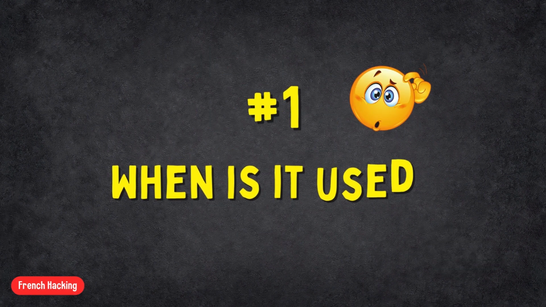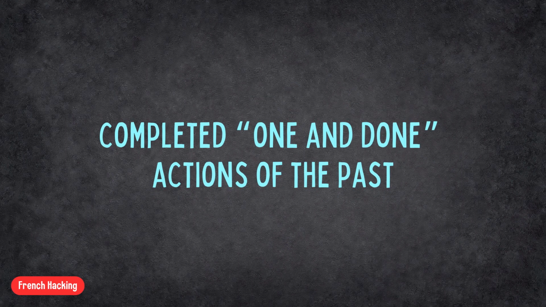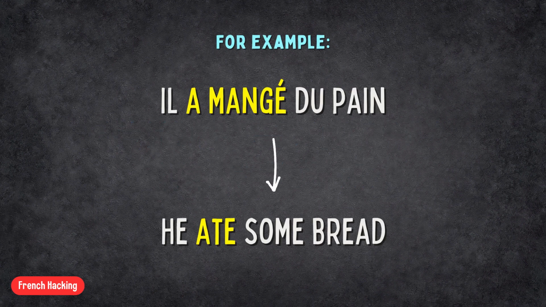So, to start, when do we use passé composé? It is used when referring to completed one and done actions of the past. For example, il a mangé du pain, which means he ate some bread.